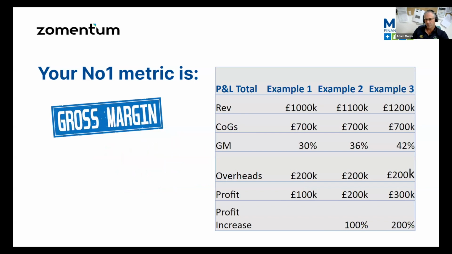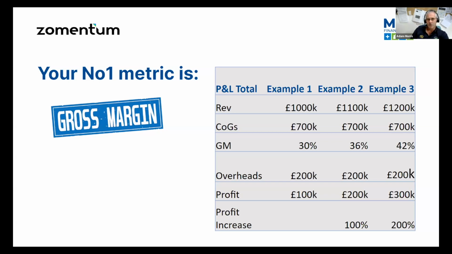So just a really quick refresher, just 3 little examples there of how you've got an increase in revenue from 1 million to 1,100 to 1,200, how the cost of goods, so the COGS, the cost of goods sold, stay the same, and our gross margin therefore increases in each of those examples, and it increases from 30% to 36% to 42%. And if we assume that our overheads stay the same, naturally that means that our profit then increases.